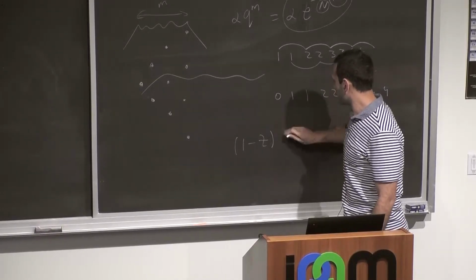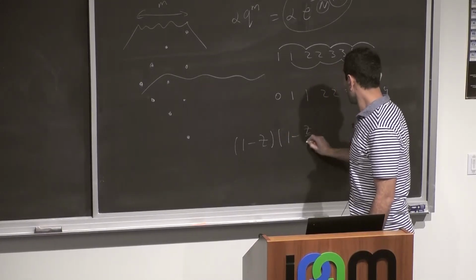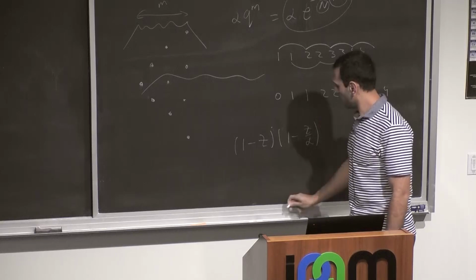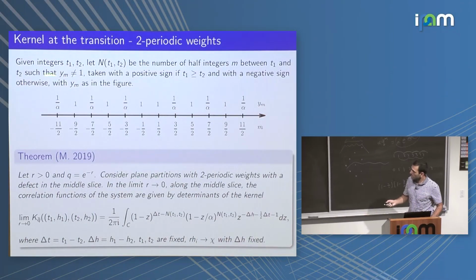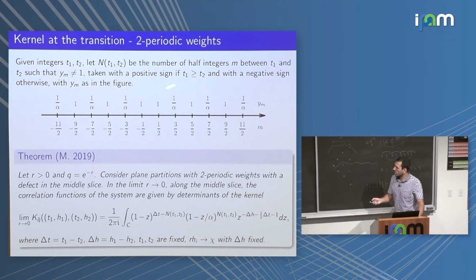Now this splits into a product of two terms like this, which remember this periodicity, and notice that this is different in this middle slice, so it's not translation invariant anymore. So this is the process that you get at the middle slice.